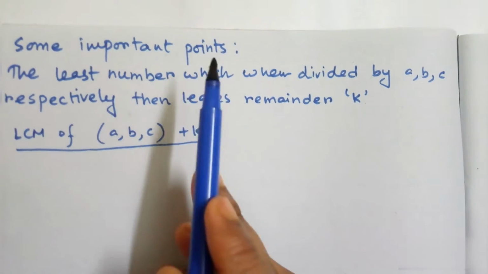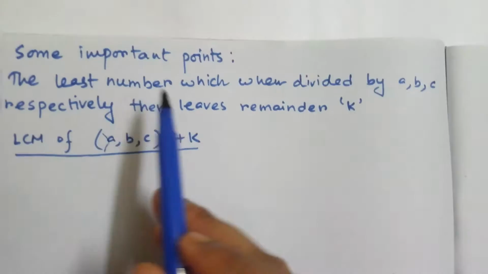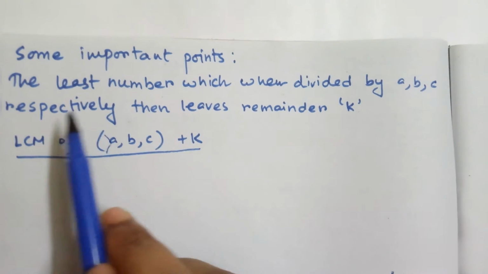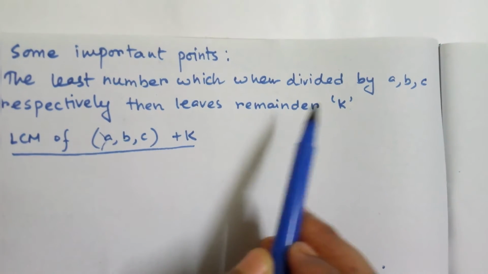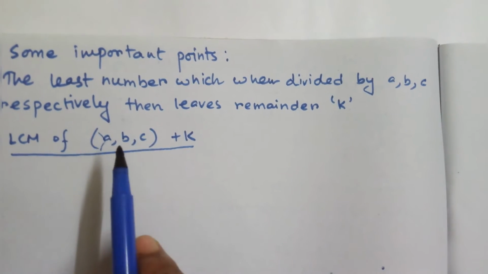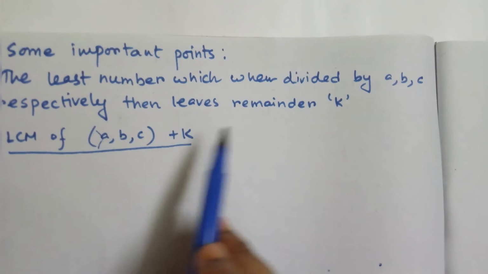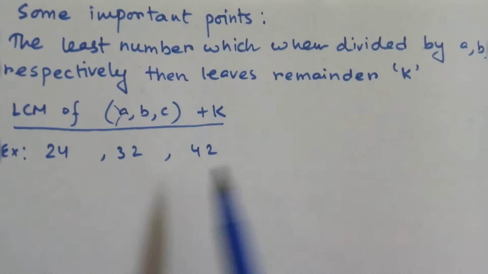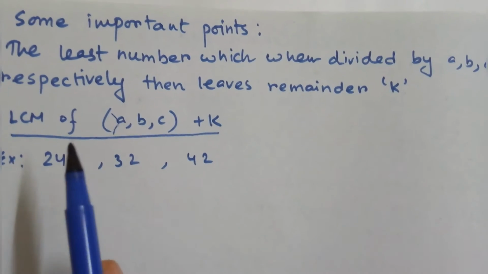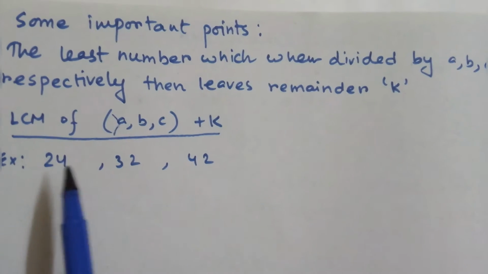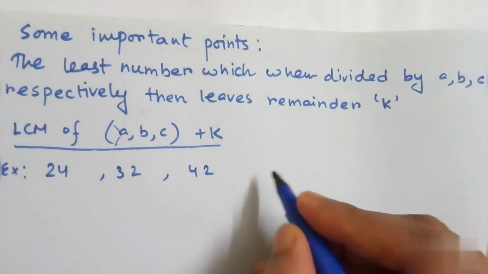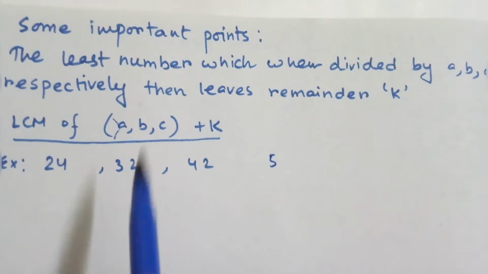See some important points. First, the least number which when divided by A, B, C respectively leaves the remainder k. So the least number will be LCM of A, B, C plus the remainder k. So here is the example. Find the least number which when divided by 24, 32 and 42 respectively leaves the remainder 5. What is the least number?